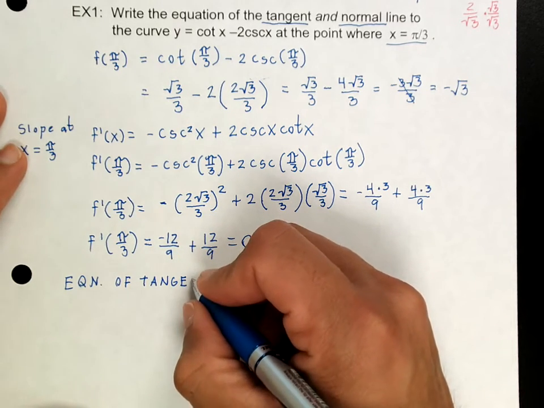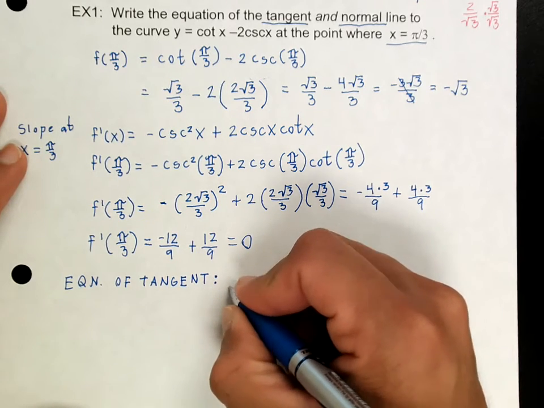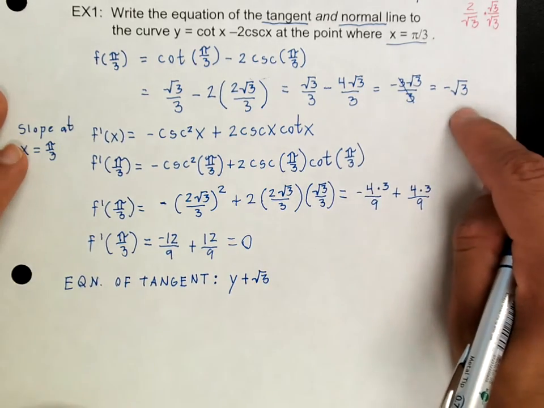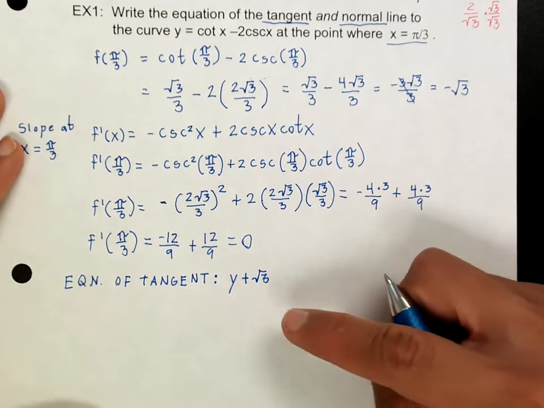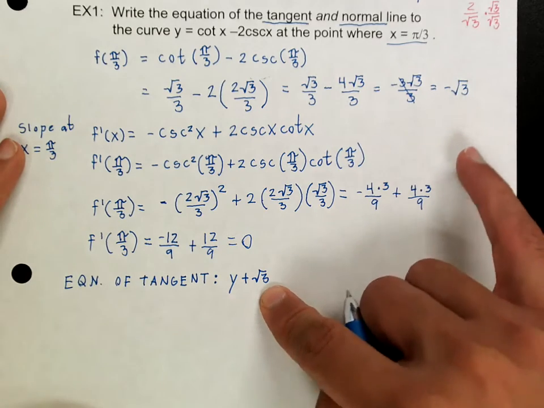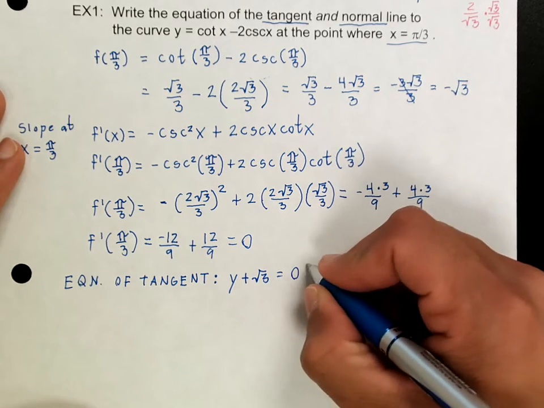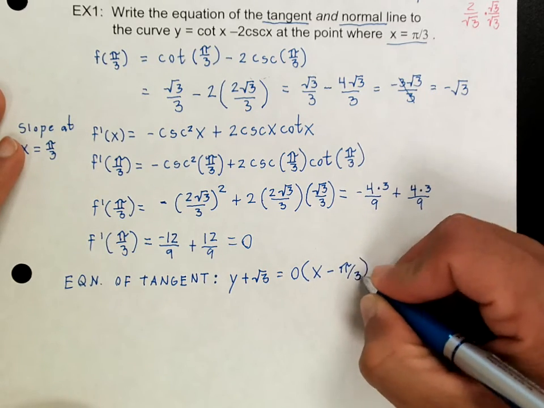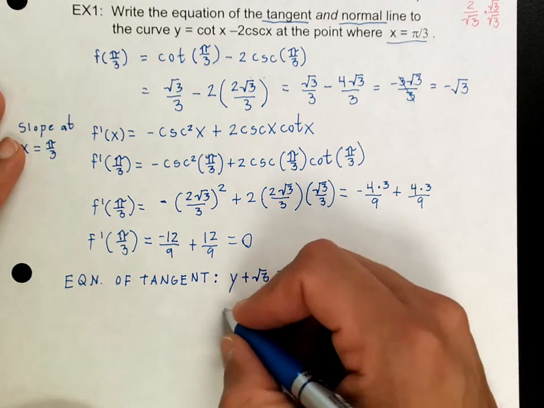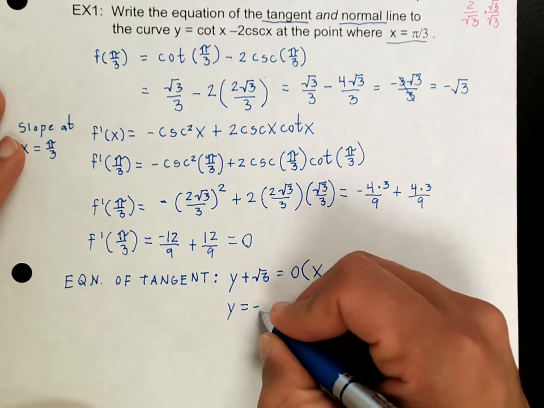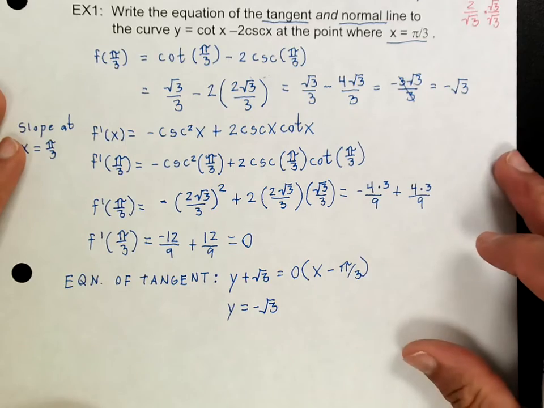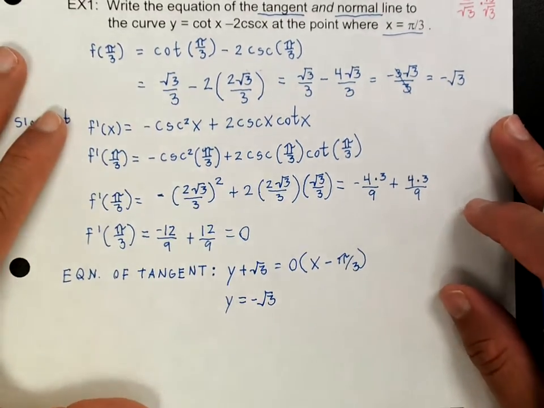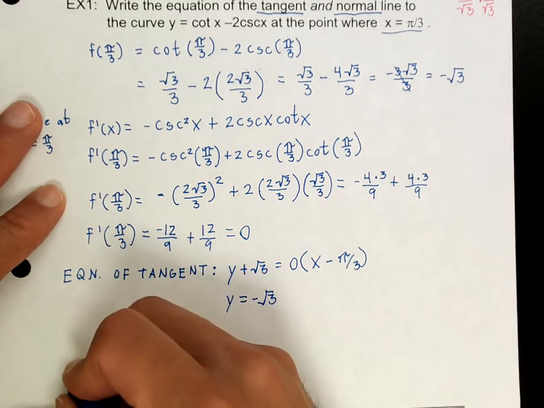at x equal to pi over 3 would be y plus square root of 3. That's my y coordinate, remember, so I have a minus y1. y1 happened to be negative, so that's positive now. It's equal to the slope times x minus pi over 3. But because of that 0, that's going to make the whole thing 0, so the equation of the tangent line would be y is equal to negative square root of 3. Now, on the next part, I need to figure out the equation of the normal.